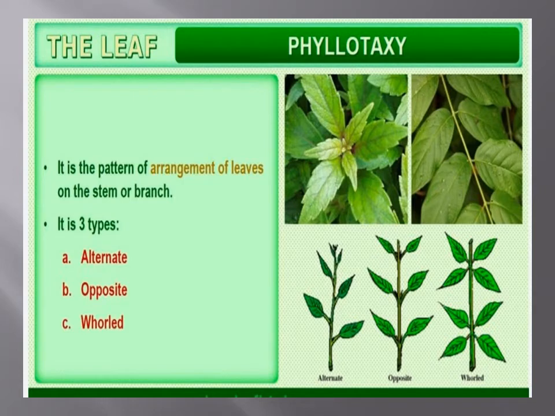Phyllotaxy. The pattern of arrangement of leaves on the stem or branches is called phyllotaxy. Phyllotaxy may be of three types: alternate, opposite and whorl.